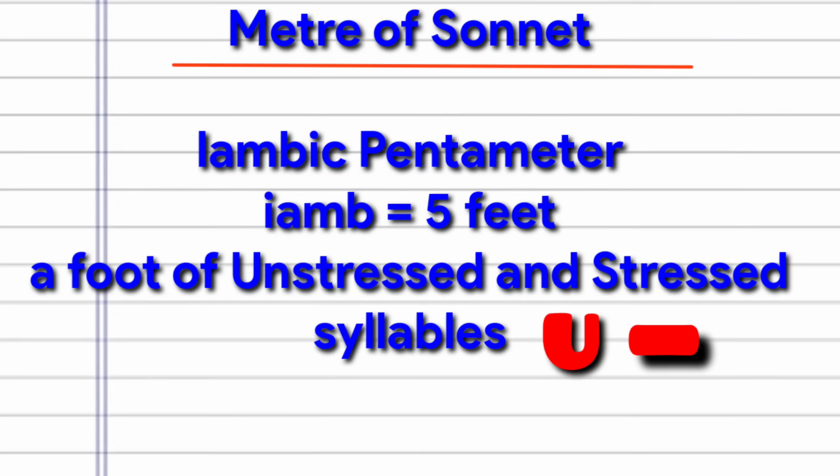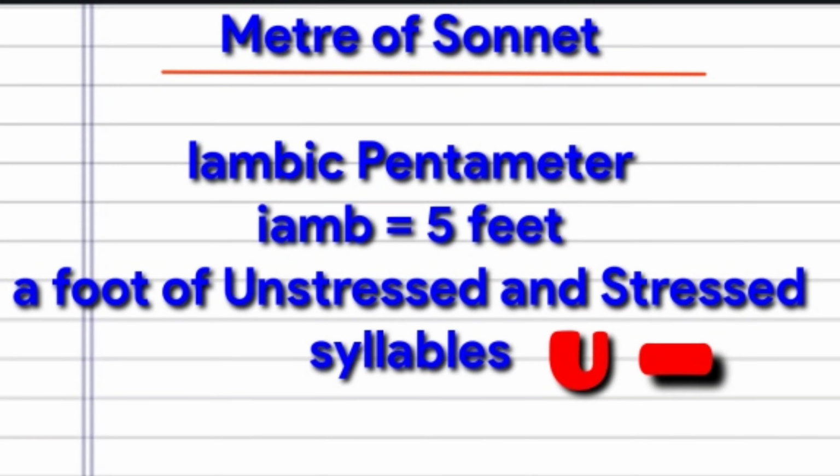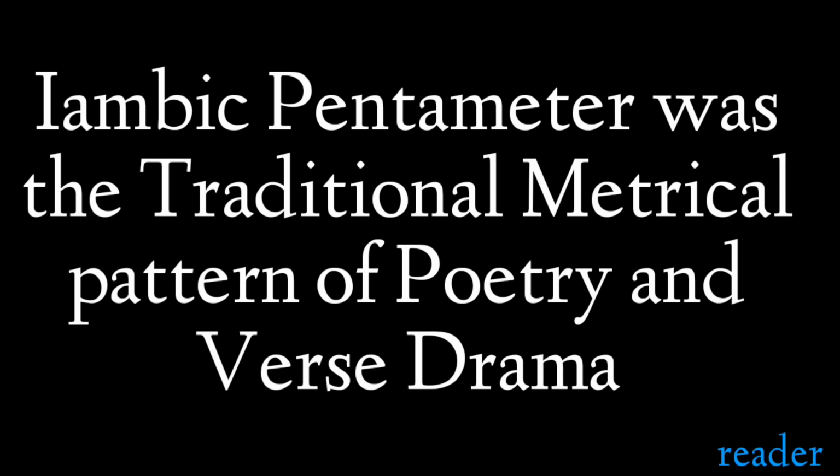The metrical pattern of the Petrarchan sonnet, or Italian sonnet or classical sonnet, is iambic pentameter. This was once the traditional pattern of poetry and verse drama also.